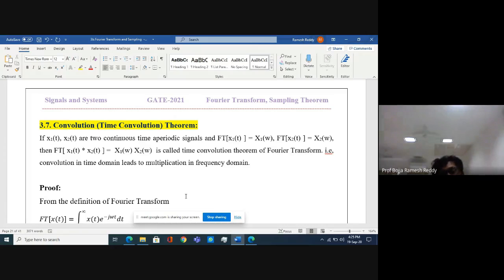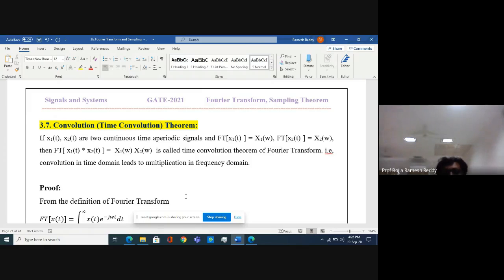Application of time scaling, amplitude scaling, frequency scaling, time reversal, and time shifting. Multiple operations are included in the previous question. Now, convolution. This is one important operation in communication. Convolution in time domain leads to multiplication in frequency domain. This is called the time convolution theorem.